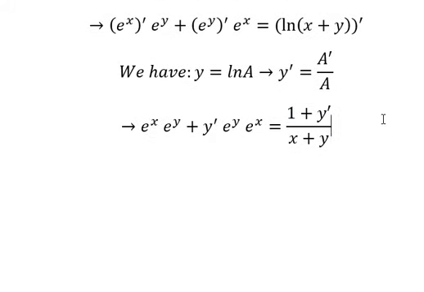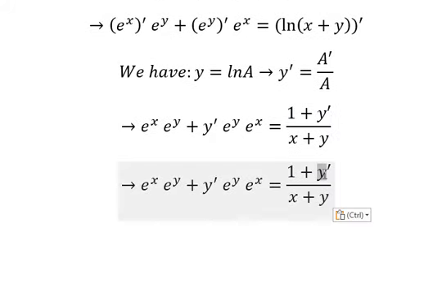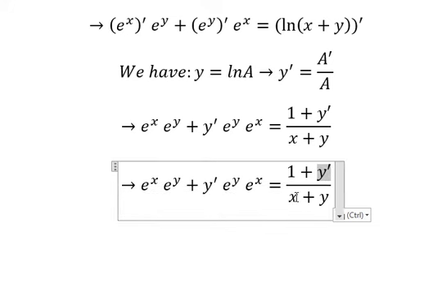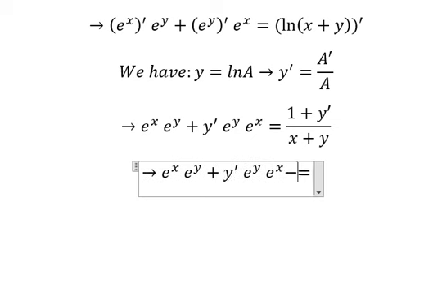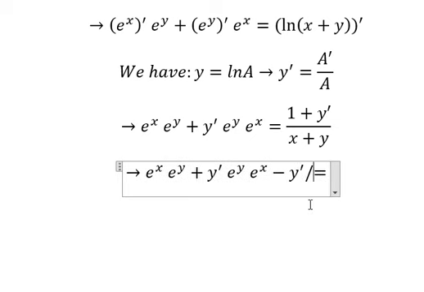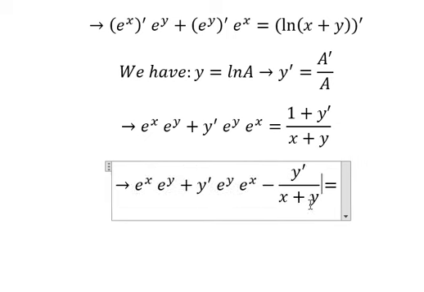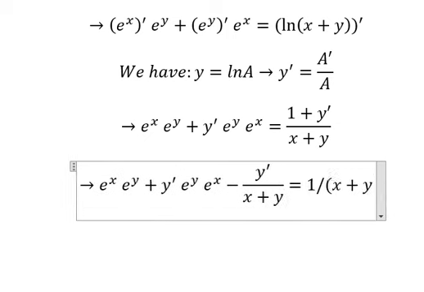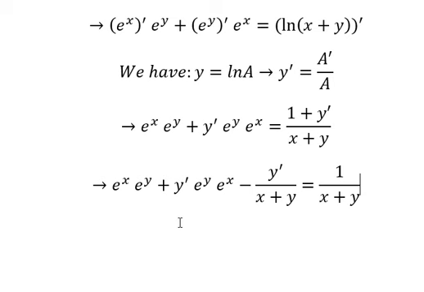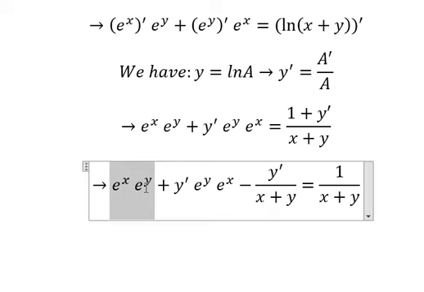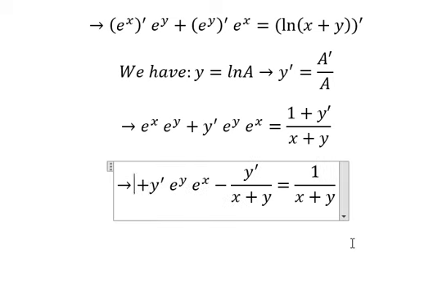Next, the first derivative of y over x plus y we put on the left. This one we put on the right. So this one we have 1 over x plus y. Now I will put this one to the right.